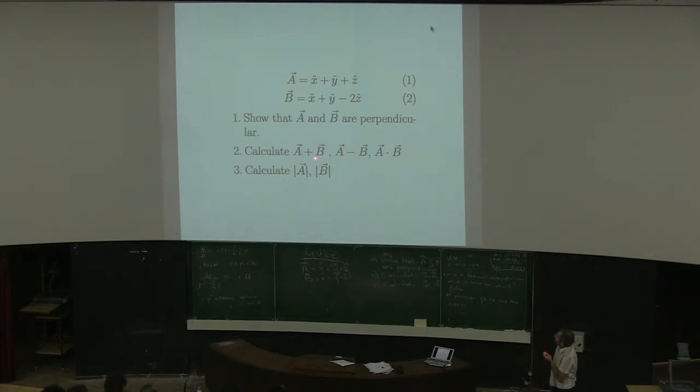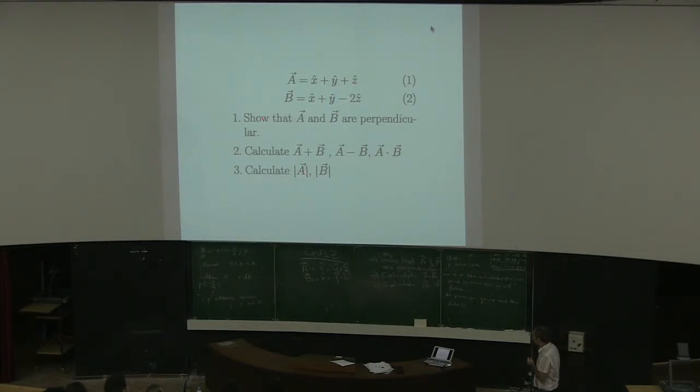The sum: just sum the corresponding components. A plus B is x hat plus x hat, 2x hat, plus y hat plus y hat, 2y hat, plus z hat minus 2z hat is minus z hat. So A plus B is 2x hat, 2y hat, minus z hat. A minus B, just subtract the components. x hat minus x hat is 0. y hat minus y hat is 0. z hat minus 2z hat is 3z hat. So A minus B is 3z hat. A dot B, we had just shown that it is 0.